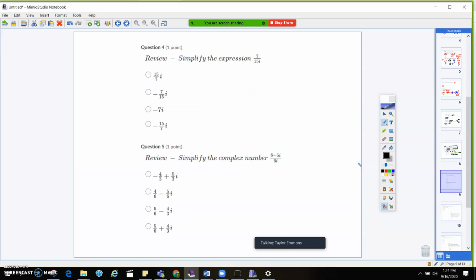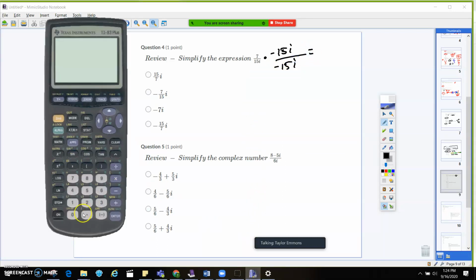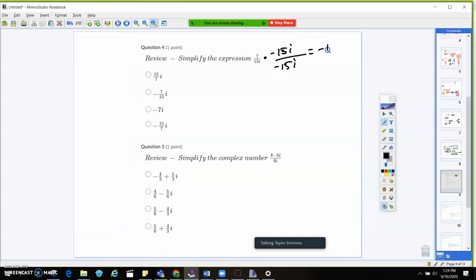On this one, it says simplify the expression. This is that dividing and simplifying part. So the first thing that you want to do is you're going to multiply by the conjugate. So the conjugate is -15i. And so I'm going to go into my calculator and I'm going to say, all right, 7 times 15. And that's going to give me -105. On the bottom, I'm going to do 15 times 15, which is going to give me -225 I squared. I forgot the I up in the top.